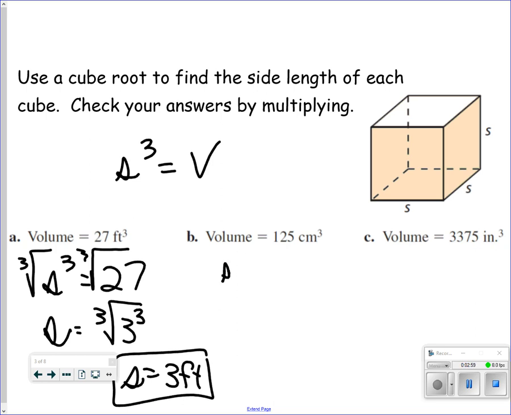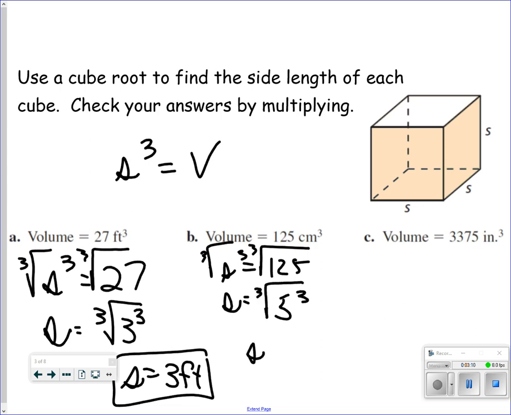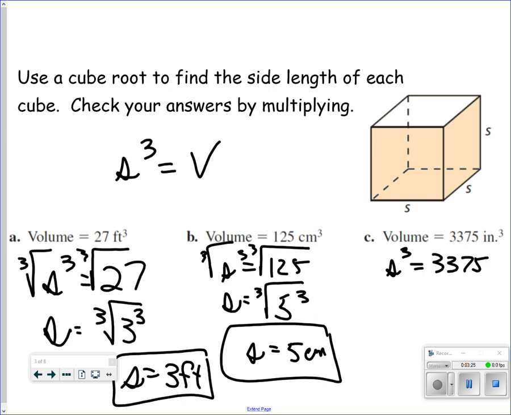Next one, s cubed equals 125. Again, you're going to take the cube root of both sides. 5 to the third power is 125, and so each side would have to be 5 centimeters. Last one, this one is probably a little bit above what you're used to dealing with. This is actually 15 cubed, and we wouldn't ever expect you to know that. So this is 15, and this is in inches.